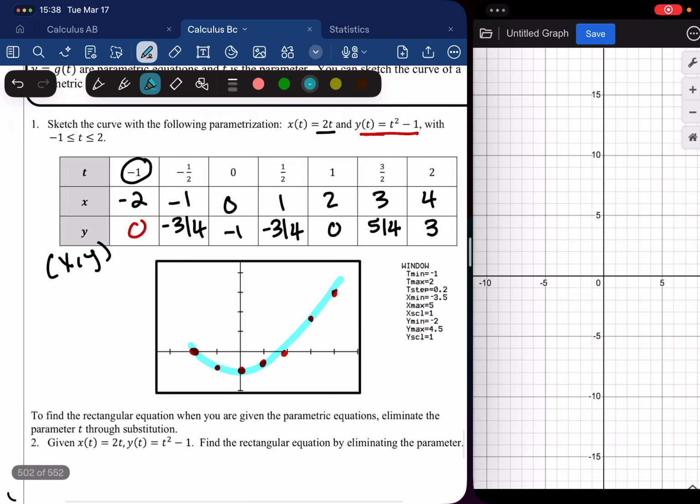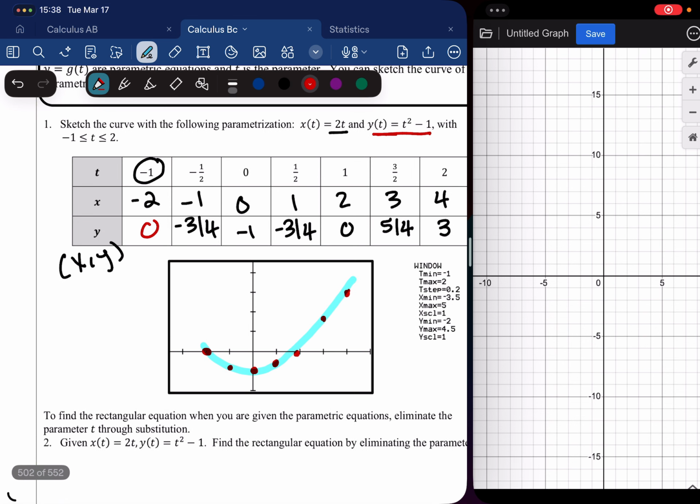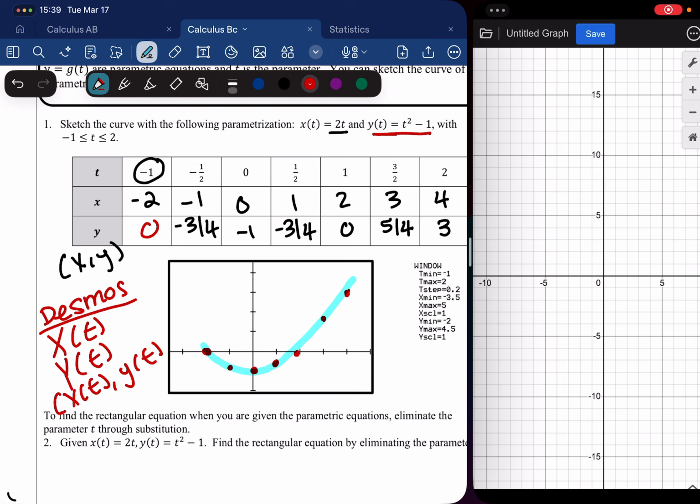Okay, we can also do this on Desmos. So let's say you wanted to graph this on Desmos. The most important thing here is when you're typing in your functions to make sure to use capital letters. So make sure you do capital X of t, type in the equation, capital Y of t, type in the equation, and then on the next line, you would type in X of t, Y of t, and then what's going to happen is an interval is going to pop up.